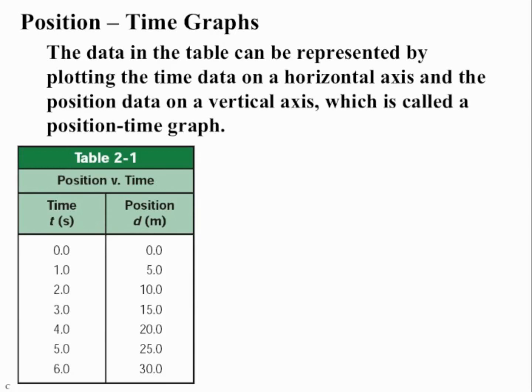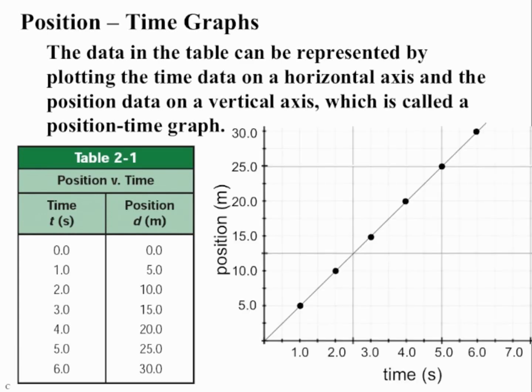Let's talk about position time graphs. The data in the table can be represented by plotting the time data on a horizontal axis and the position data on a vertical axis, which is called a position time graph. Here on the left column we see times, and on the right column we see positions. This is a table for a moving object, and at time 0 it has covered no distance, so position is 0. At time 1 second, it's gone 5 meters. 2 seconds have gone by, 10 meters. 3 seconds have gone by, 15 meters, and so on.